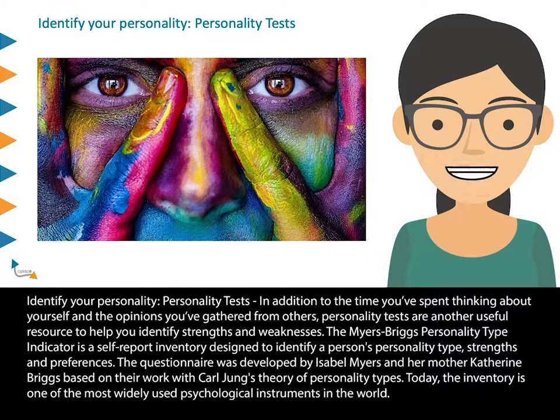Identify your personality. Personality tests. In addition to the time you've spent thinking about yourself and the opinions you've gathered from others, personality tests are another useful resource to help you identify strengths and weaknesses. The Myers-Briggs Personality Type Indicator is a self-report inventory designed to identify a person's personality type, strengths and preferences. The questionnaire was developed by Isabel Myers and her mother Catherine Briggs based on their work with Carl Jung's theory of personality types. Today, the inventory is one of the most widely used psychological instruments in the world.